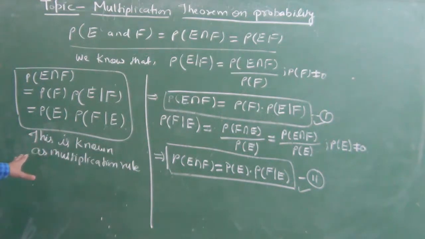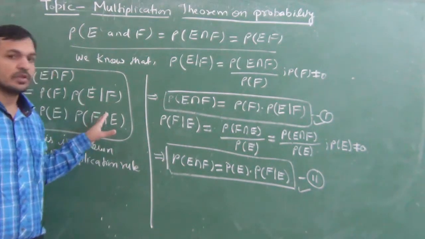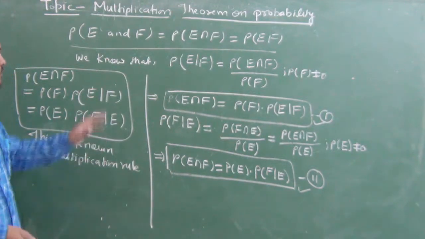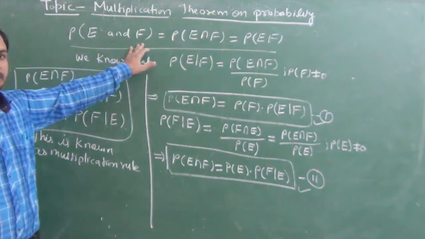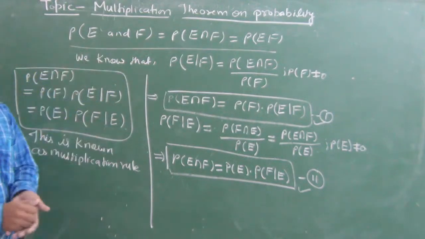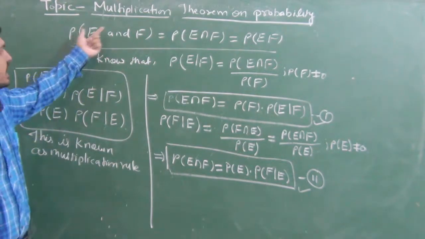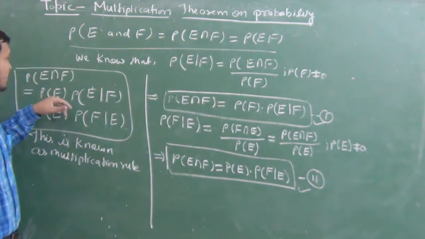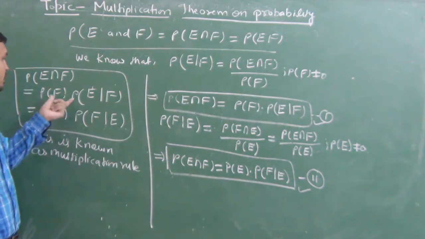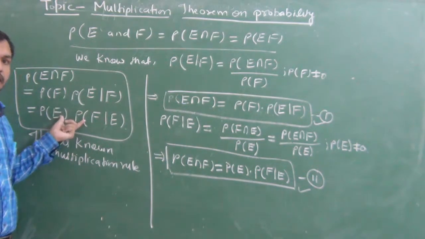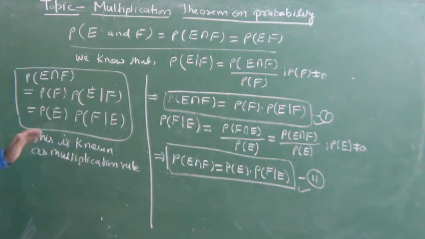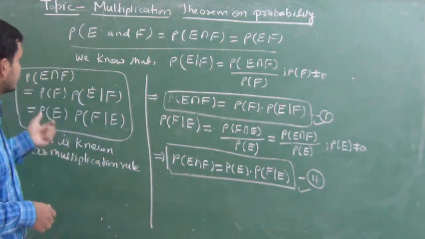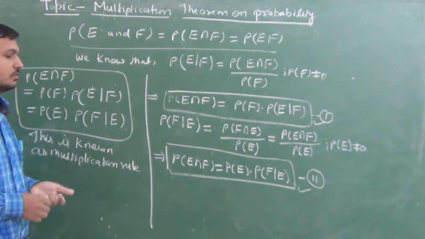Clear? And we can extend this result of simultaneous occurrence for 3 events also. Here we have only 2 events, E and F, and if we want to find the simultaneous occurrence of these 2 events, it means probability of E intersection F, then you can use any of these 2 results. And if we want to find the simultaneous occurrence of 3 events, then we can extend this result to 3 events also. Let's see how.